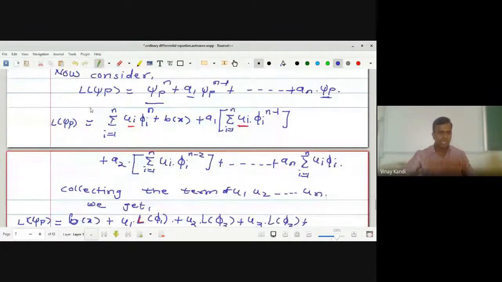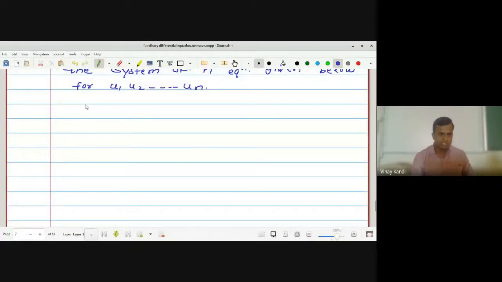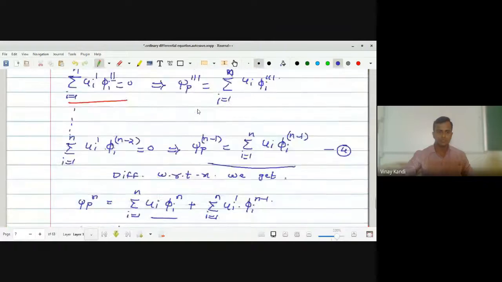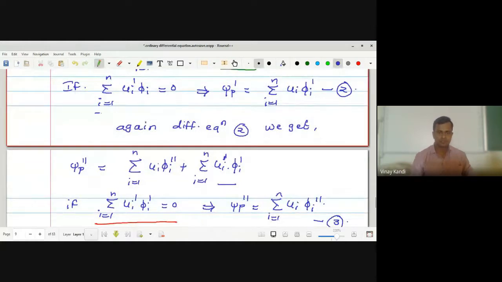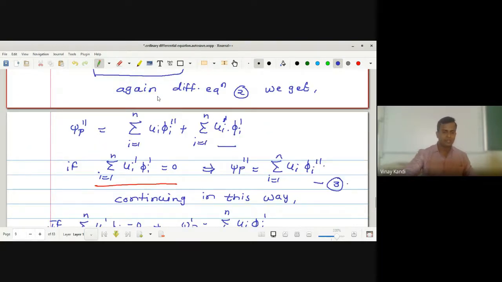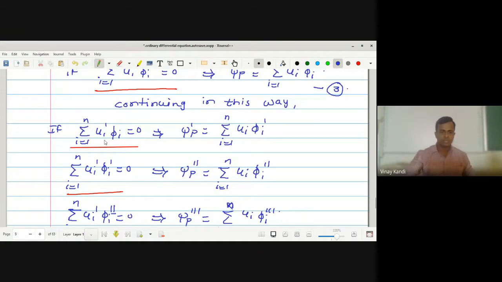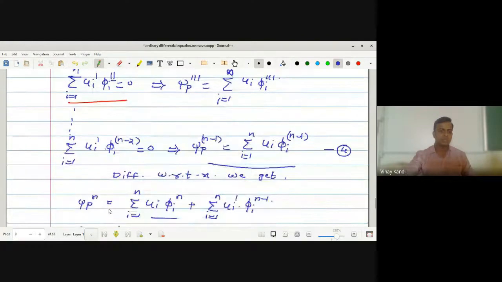Okay, so we have, look at here, at first step we have summation i running from 1 to n ui dash of x into phi i of x is equal to 0. We assumed this earlier. Here it is taken down. Second, this one is, third one is here, the dash is the same. This is phi 1, this is the first equation, this is the second equation, this is the third equation. How many equations do you get? n equations.